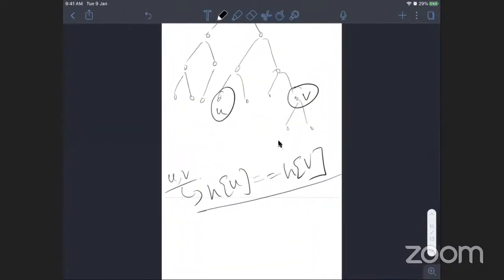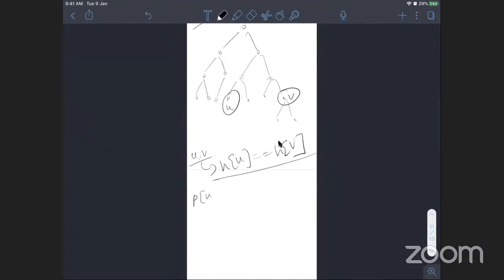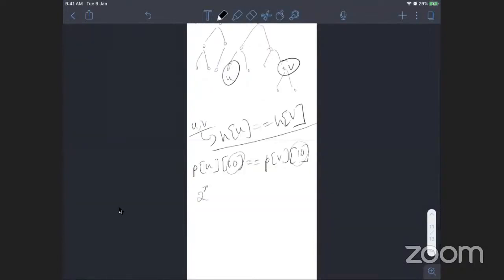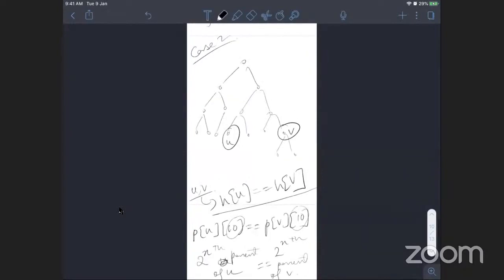How? Intuitively think about this. Will PU of 10 be the same as PV of 10? In this above tree, will they be the same? Yes, Anurag answered, correct. Basically, if you take any big number here, what I'm trying to ask is, the 2 to the power xth parent of U will probably match with the 2 to the power xth parent of V. If x is pretty big, like let's say x is 10, that means I'm asking the 1024th parent of U versus the 1024th parent of V, which will be the same. Here, notice the first parent of U is different from the first parent of V, but the second parents of both the guys are the same. Correct, Rockstar is correct that we need to do some sort of binary search here.